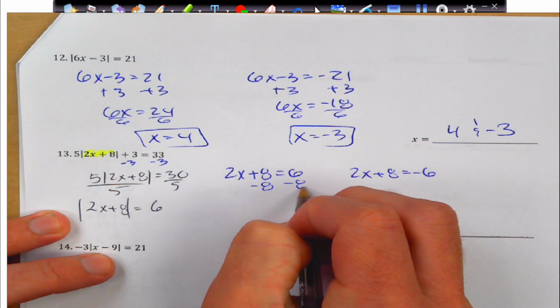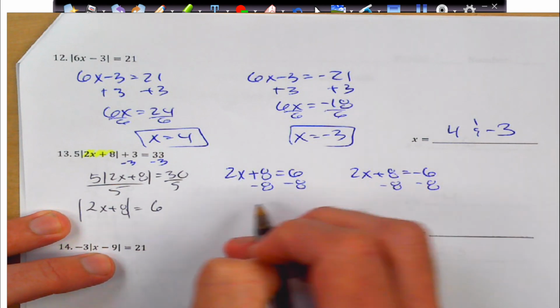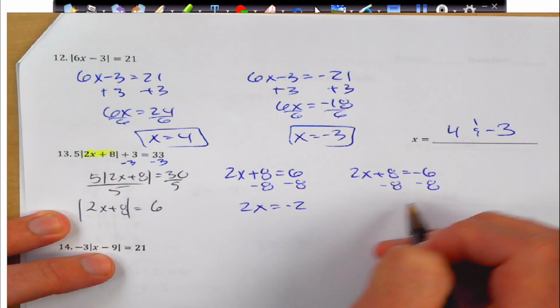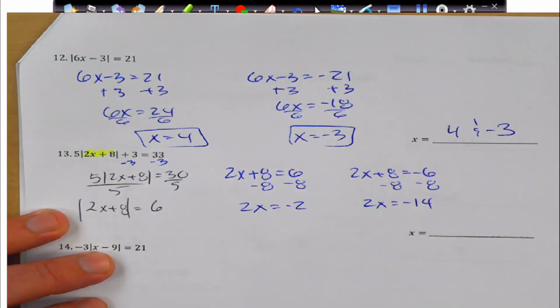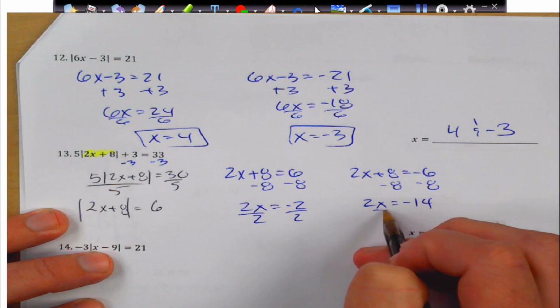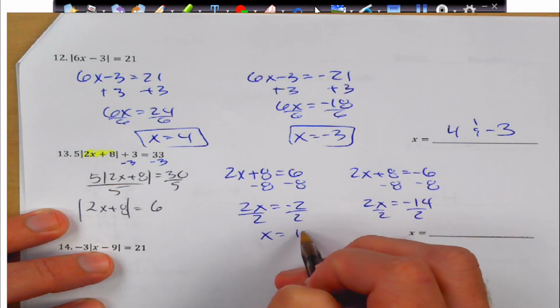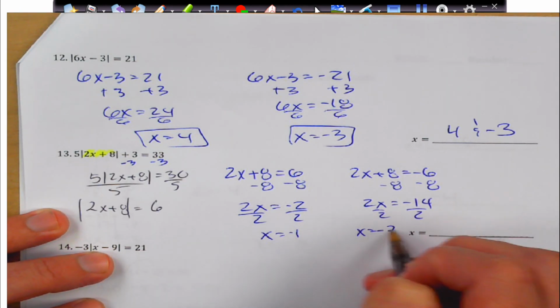So subtract 8 on both sides. On this side, I get 2x equals negative 2. Over here, I get 2x equals negative 14. And then we divide by 2. We get x equals negative 1, and x equals negative 7 as our two answers.